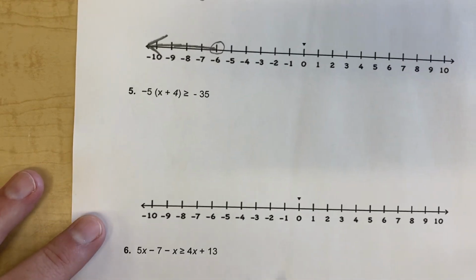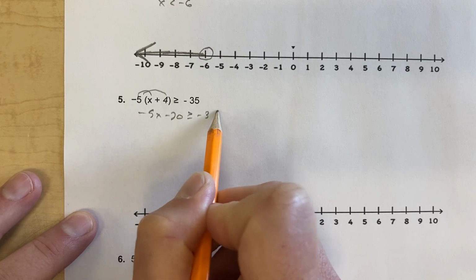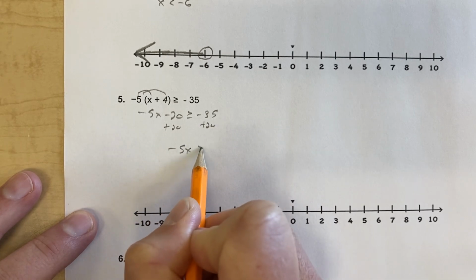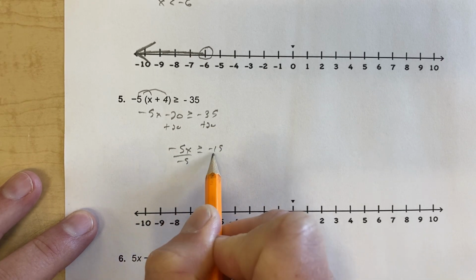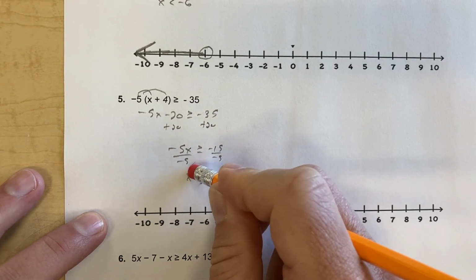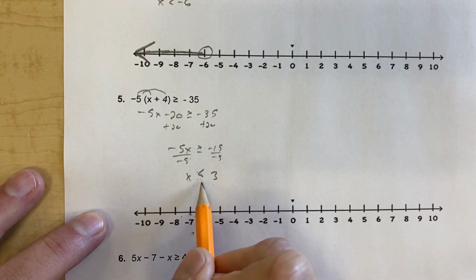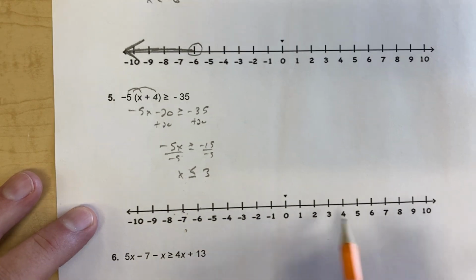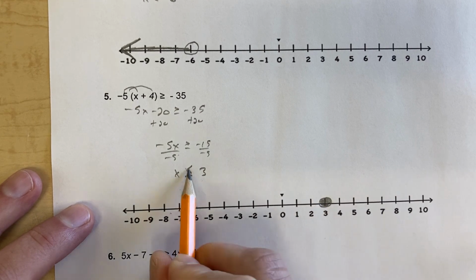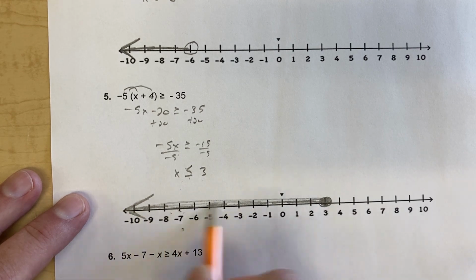Okay. For this one here, we're going to distribute the -5, which gives us that. Then we'll add 20 to both sides. -5x is greater than or equal to -15, and then we'll divide by -5, which gives us x less than or equal to 3. Now the thing to be cautious of here is if we multiply or divide by a negative, then we have to flip that sign. So we just have to remember to do that. Come over to 3, circle, it is equal to, so we'll fill that in. And we're looking for less than, which would be this way here. Okay. Not a big deal.